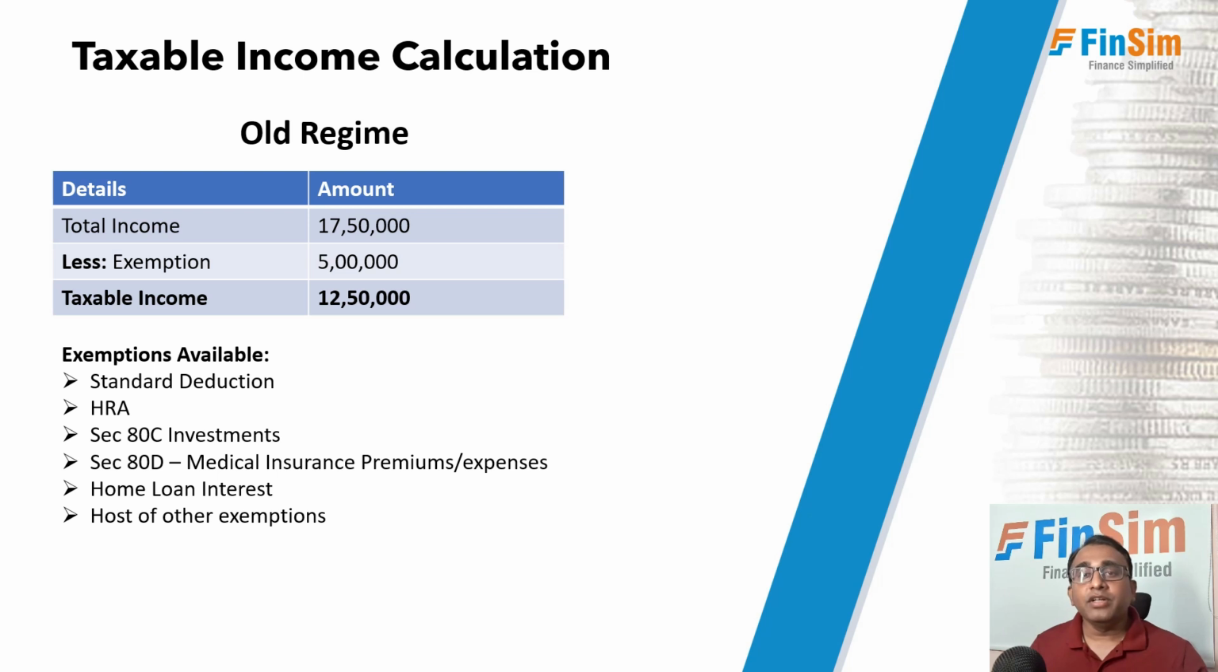Interest paid towards housing loan up to 2 lakh rupees can also be claimed and can be deducted from the total income. Similarly, there are other exemptions which can be claimed on a case-by-case basis to reduce the income to arrive at the taxable income.